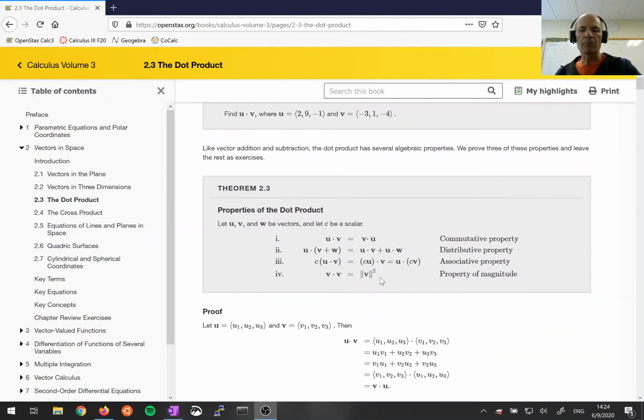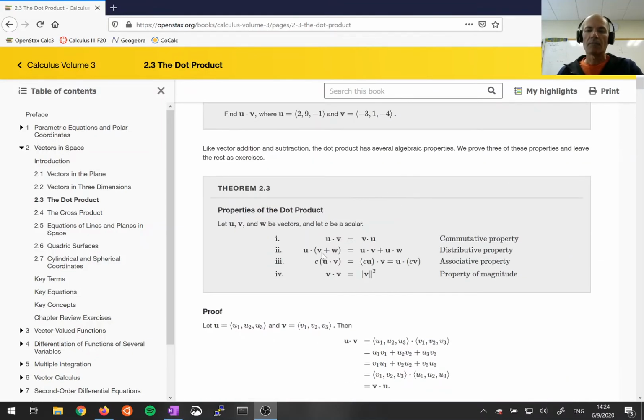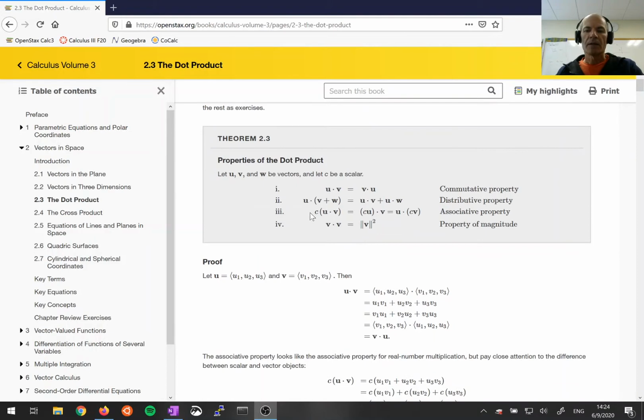Some properties of the dot product. The dot product is commutative, meaning u dot v is the same as v dot u, and that simply follows from the fact that multiplication in each of these slots is commutative. u1 v1 is the same as v1 u1, and so on. The dot product distributes across vector addition, so u dot (v plus w) is the same as u dot v plus u dot w. It plays nicely with scalar multiplication, and this fourth property is also an important one to remember.